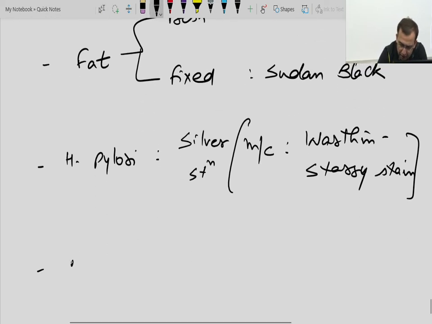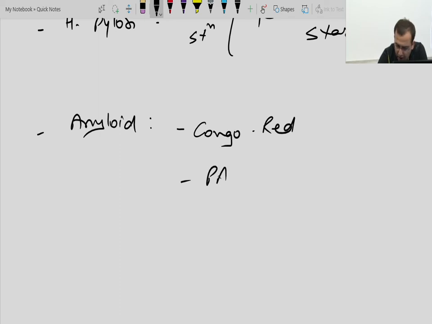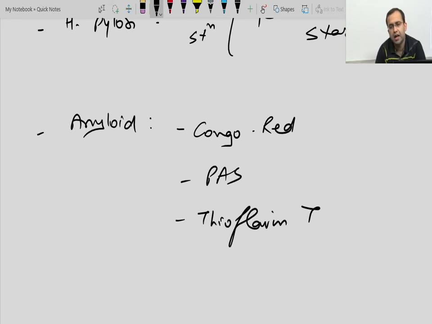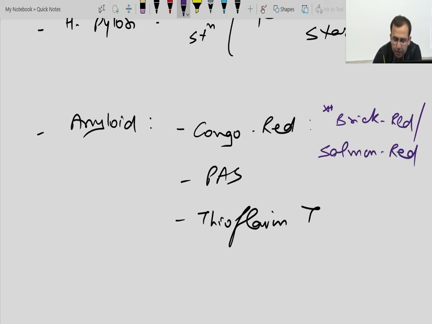Last point, amyloid. 3 stains, that is Congo red, PAS and thioflavin T. Next point, extremely important. What is the color of amyloid with Congo red? Please put a double star and write down. It is brick red or salmon red in color.